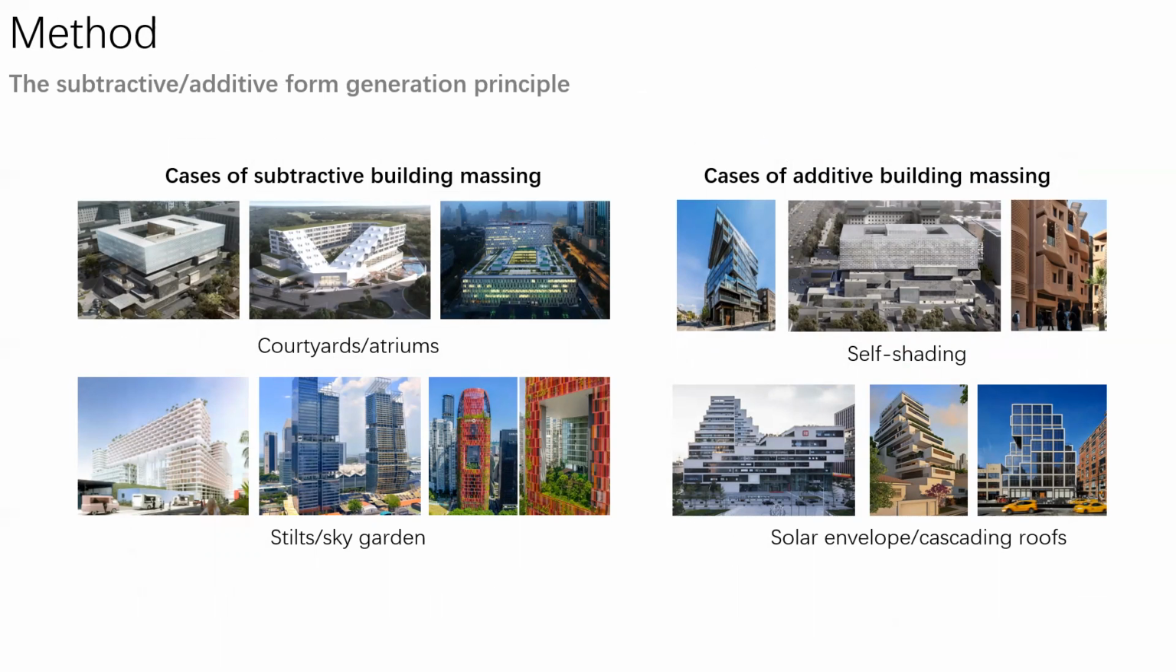We use the saturated and additive function generation principles for the parametric modeling. The reason why we use these two principles is that they can describe basically all the building massing designs in reality, and they also have a tight connection to many passive design strategies such as courtyard, atrium, self-shading, and building massing with a solar envelope.